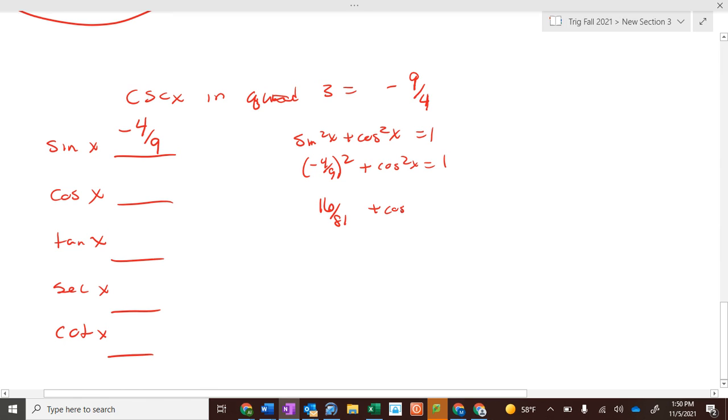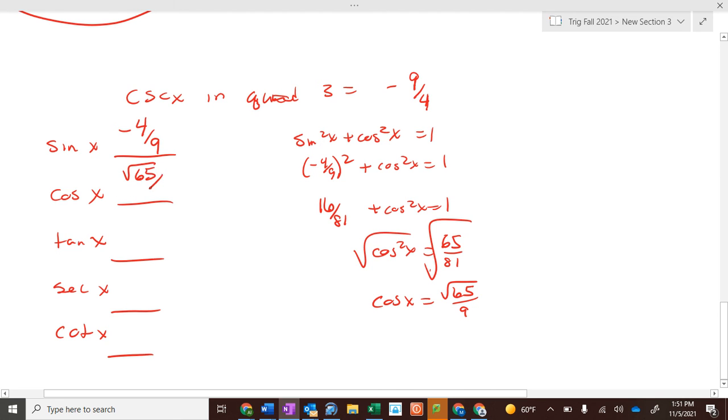16/81 plus cosine squared of x equals 1. Subtract 16/81 from each side. And if you subtract that, you get cosine squared of x equals 65/81. Take the square root, you get the square root of 65 over 9. Positive or negative? Negative, because we're in the third quadrant.